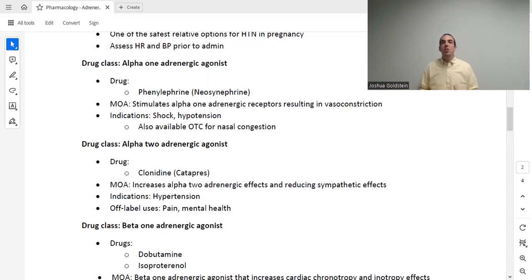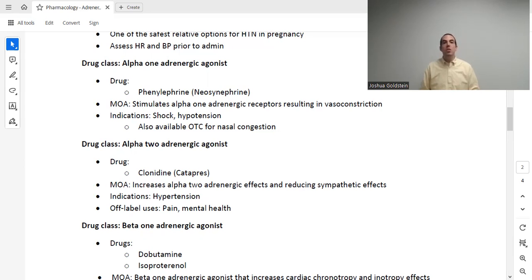Next drug class, we're going to start going through the agonists. So we talked about the antagonists, we had alpha blockers and beta blockers. Now let's go through the agonists, the ones that activate each of these receptors, and we're going to go through them one by one. So alpha-1 adrenergic agonist, that activates alpha-1. Alpha-1 causes vasoconstriction, so that's going to make it even more constricted. So that's going to increase our blood pressure.